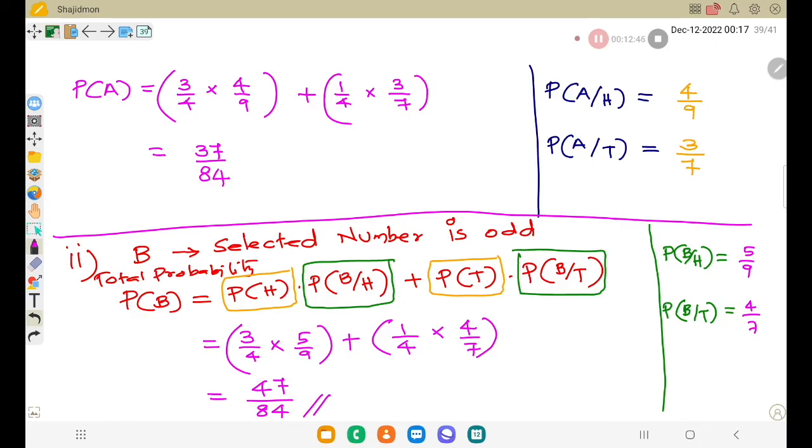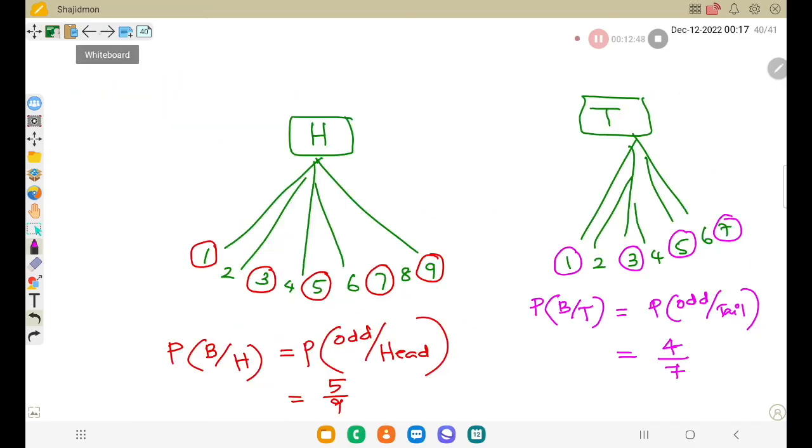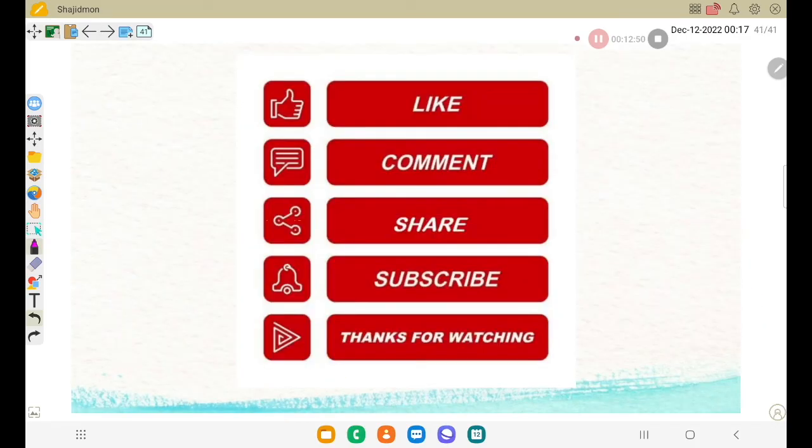So I hope you understood the questions from this section 5.3. In this section we are discussing the main theorem, which we call Bayes theorem. Okay, hope you understood the ideas whatever we discussed.